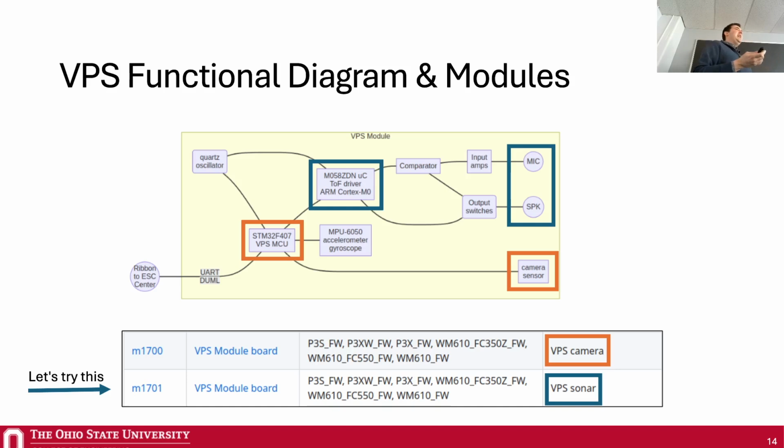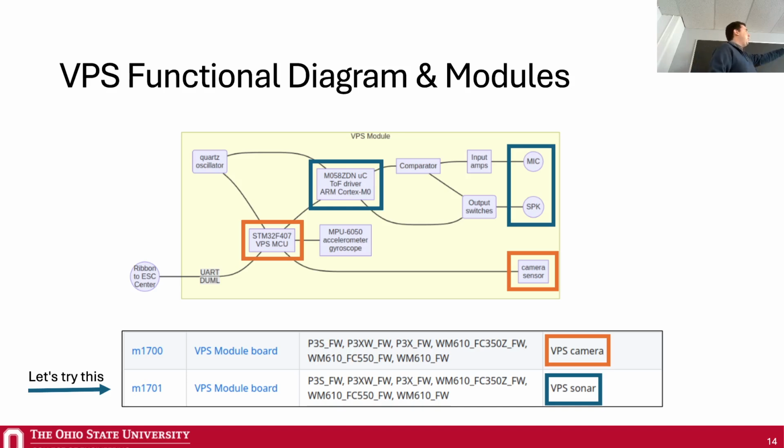Without getting into all the technical details, it turns out that there was some information about this board available online that allowed us to get to kind of a crude functional diagram of how these pieces fit together. And what we were able to figure out is that the camera goes to that larger processor and the ultrasonic rangefinder goes to the smaller processor on this board.